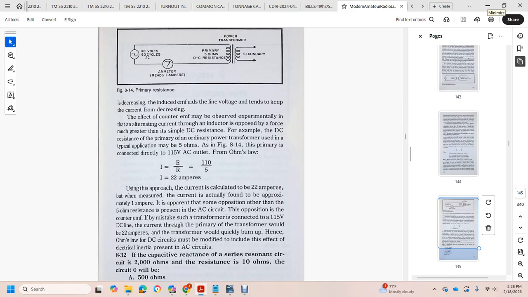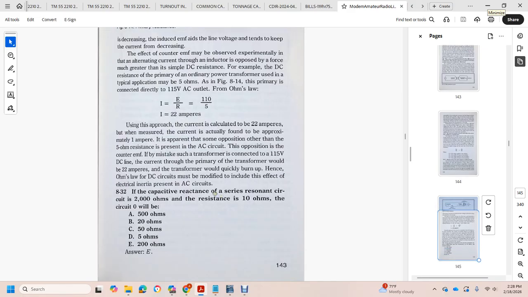Hence Ohm's law for the DC circuit must be modified to include the effect of the inductive reactance present in AC circuits. For example, in a series resonance circuit with a reactance of 200 ohms and a resistance of 10 ohms, the circuit current would be E over 200 ohms.